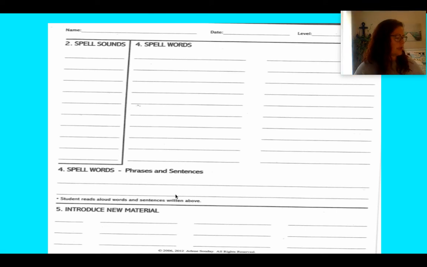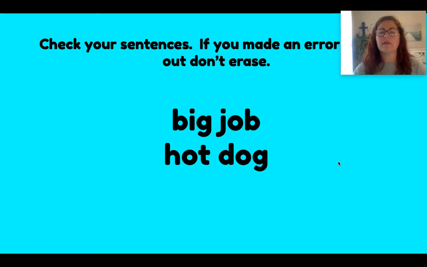So check your sentences. If you made an error, we'll show you the corrections on the next page. If you made an error, don't erase, cross it out, and then write it correctly. So you should have written big job and hot dog. If you wrote it incorrectly, cross it out and write it again correctly.